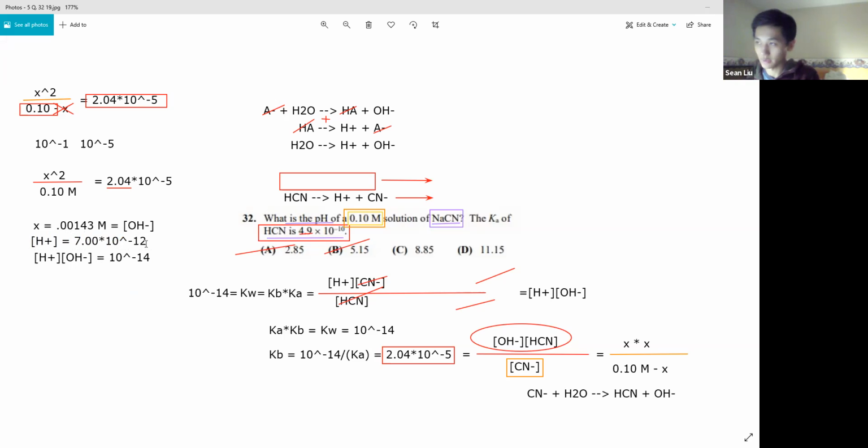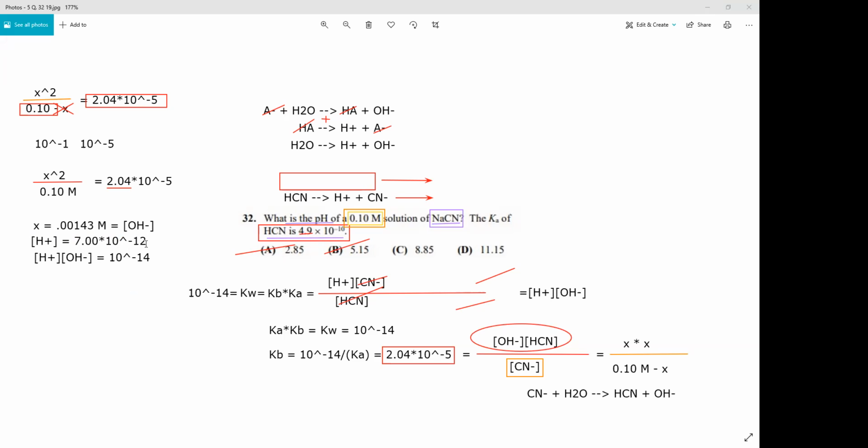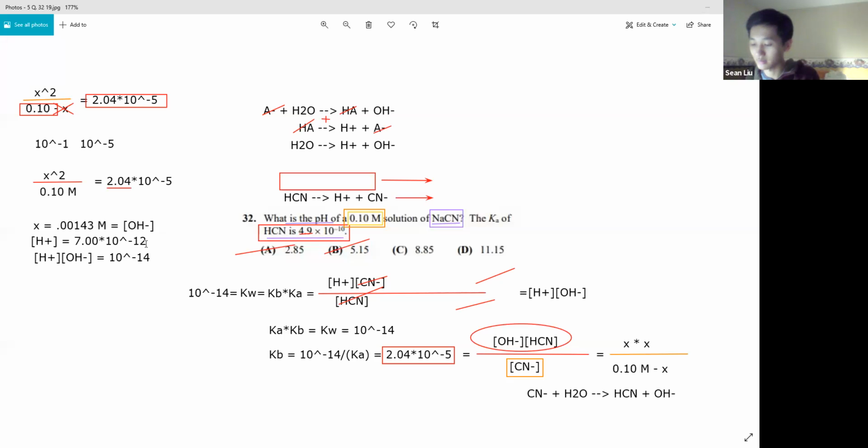All right, and how did I convert to pH again? I just want to make sure you guys know this. How do you convert H plus to pH? Negative log. All right, now let's do that. Negative log of 7 times 10 to the negative 12 is, drum roll please, 11.15. Our final answer is going to be D.